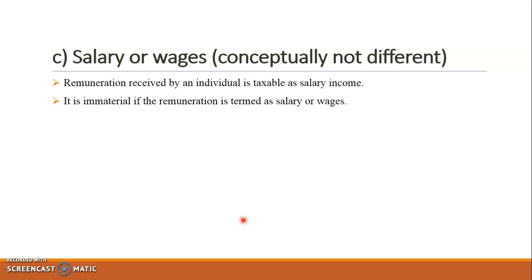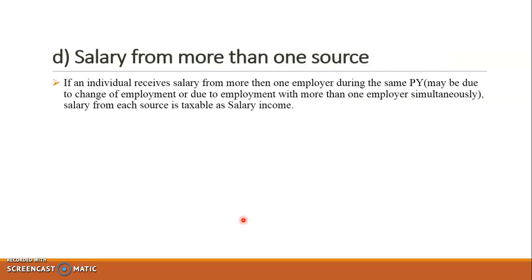Then third is salary or wages. If I say income from salary, it is conceptually not different. Whatever remuneration is received by an individual is taxable as salary income. It is immaterial whether the remuneration is termed as salary or wages. So in a question, whether salary is written or wages is written, it doesn't matter. This will be calculated under the head income from salaries.